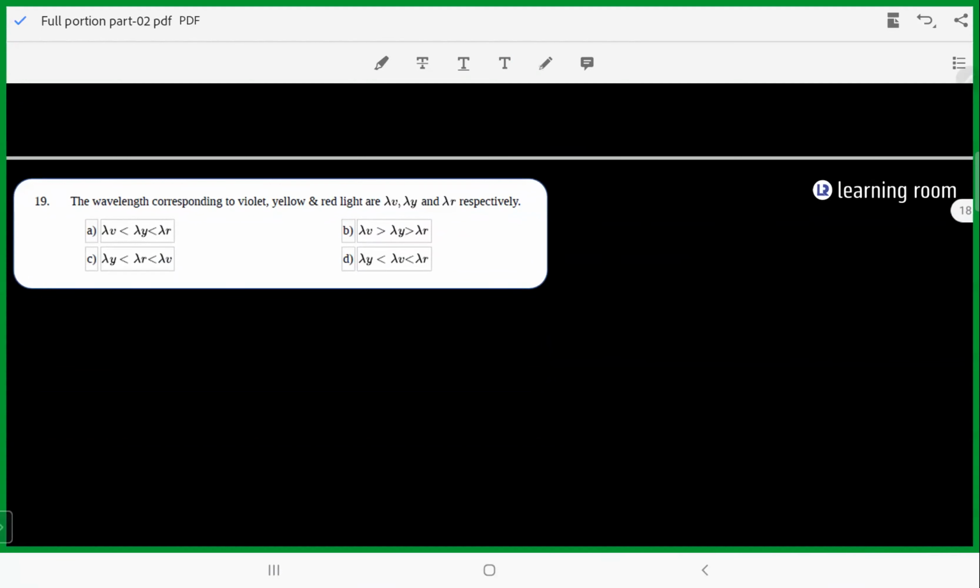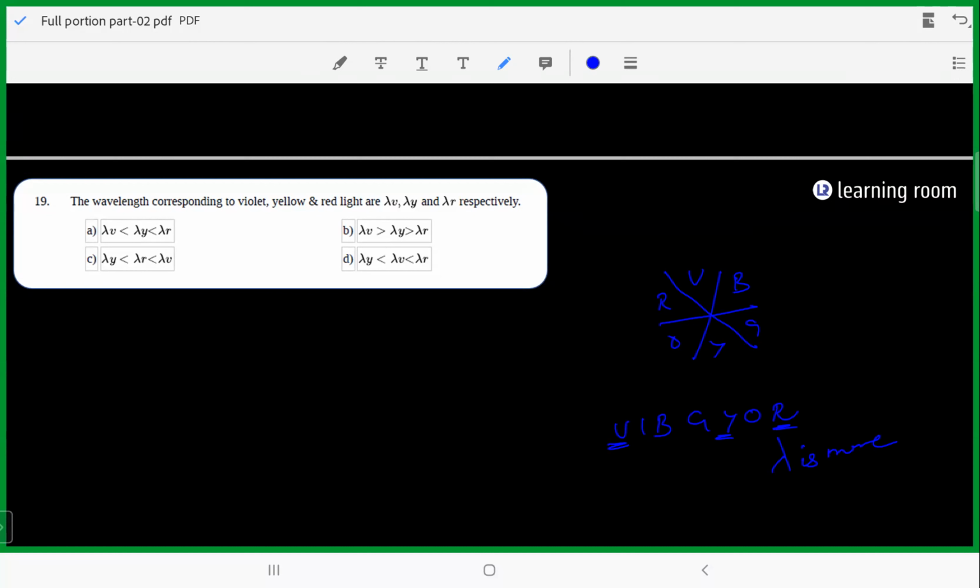So for the 19th question, I will tell you, you remember this one: VIBGR. So the wavelength of red will be more. Violet will be less. They have given violet, yellow, orange, violet here. So you know that wavelength is more for red.